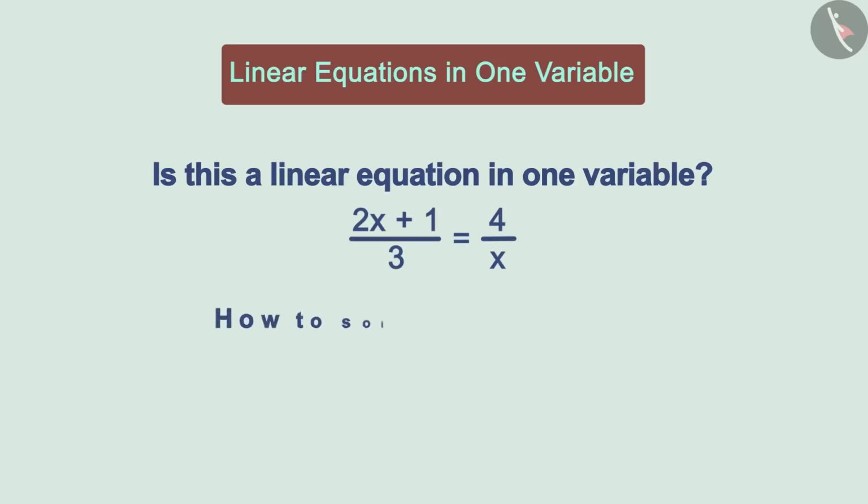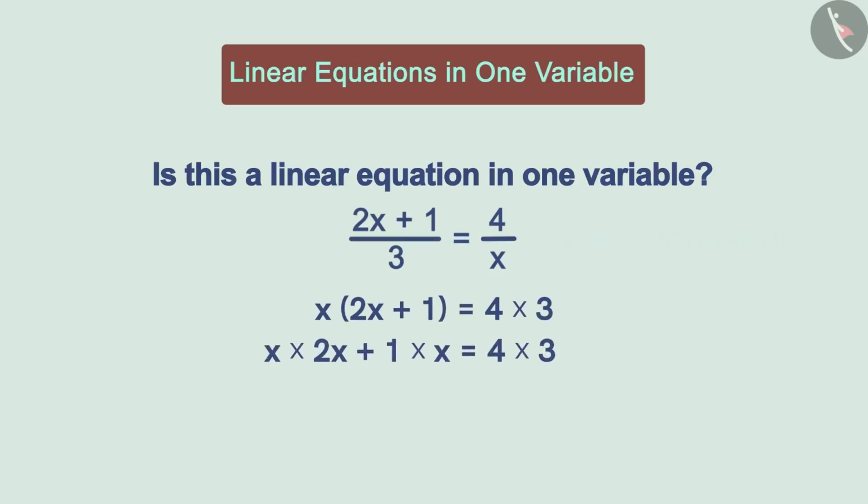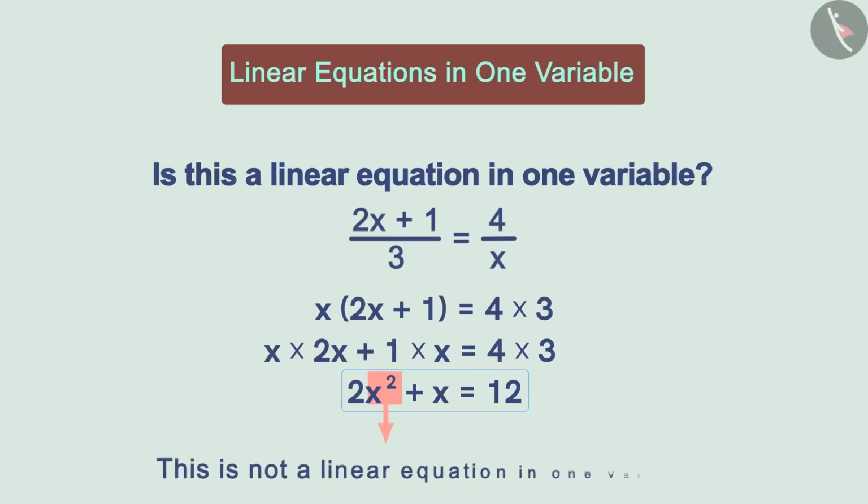Do you remember how to simplify this equation? For this, in our previous session, we have seen the cross multiplication method. By cross multiplication method, we will get this equation. Now let us remove this bracket. Our next step looks like this. Now, after checking the highest power, we see that it is 2. So this is not a linear equation in one variable.